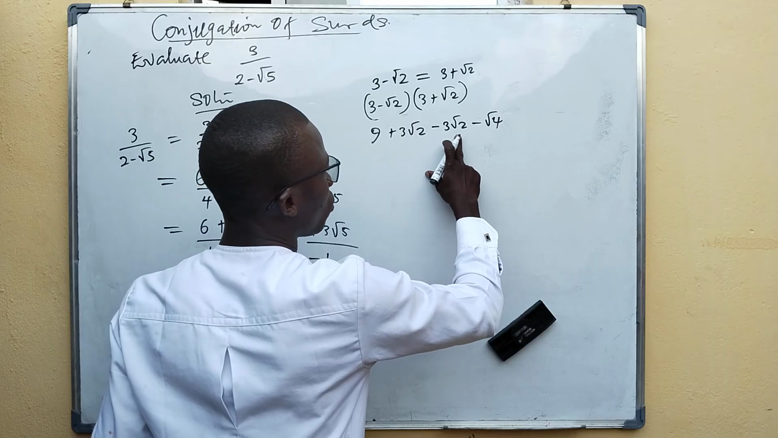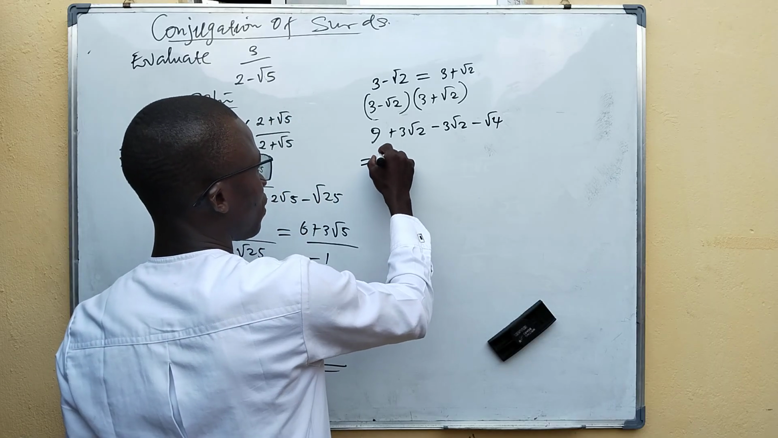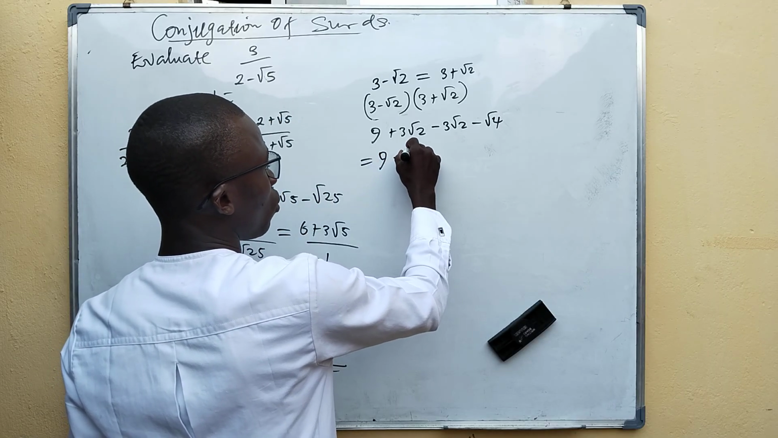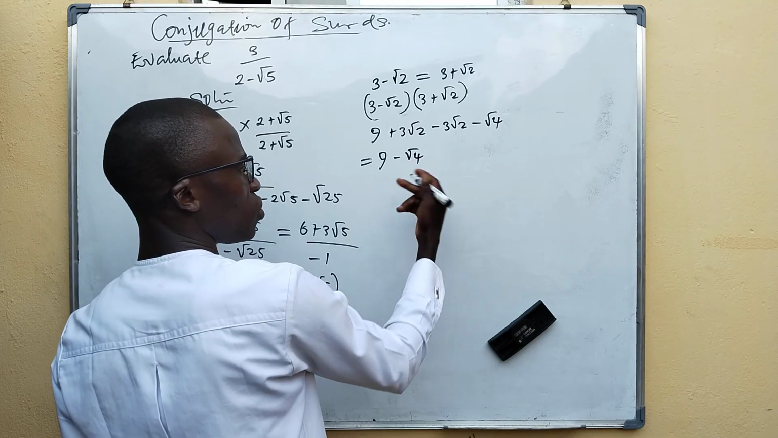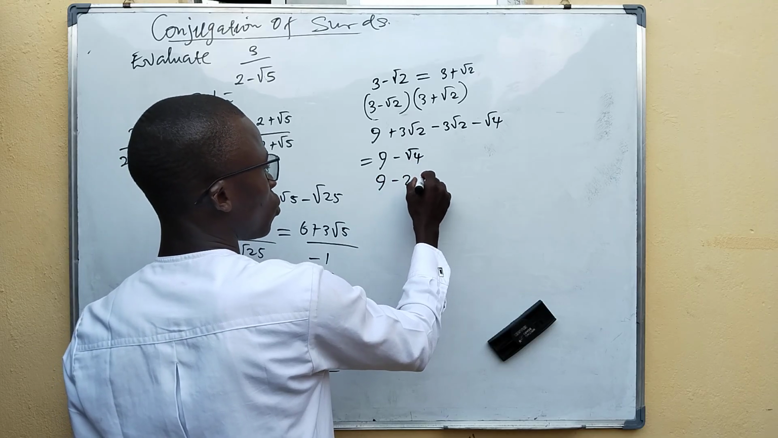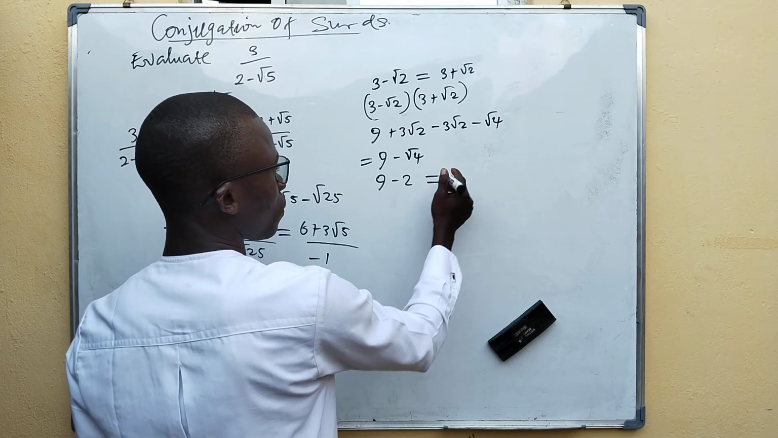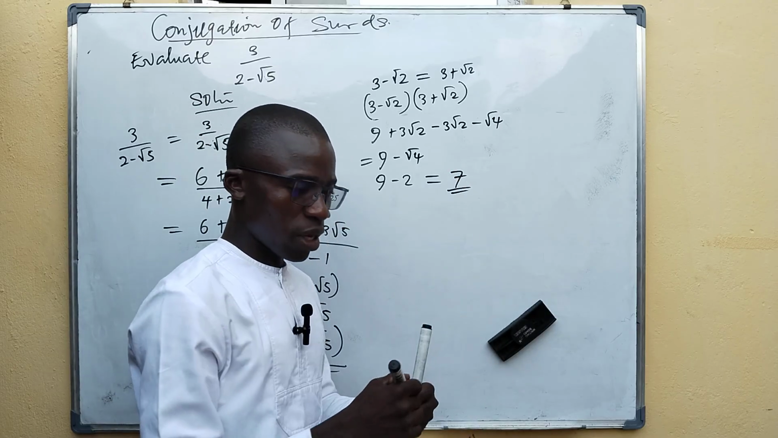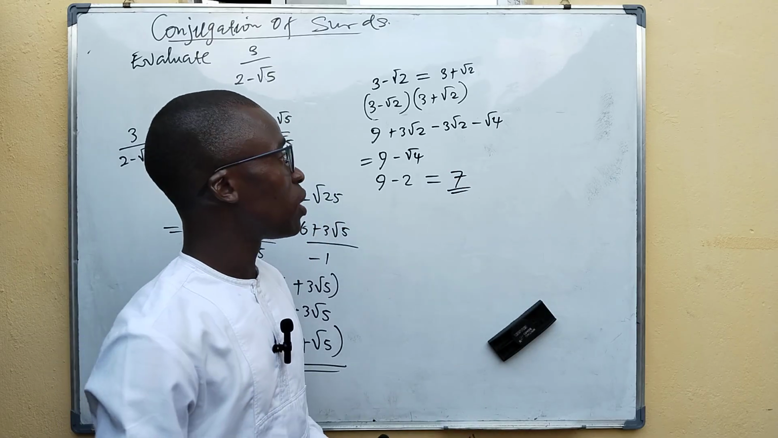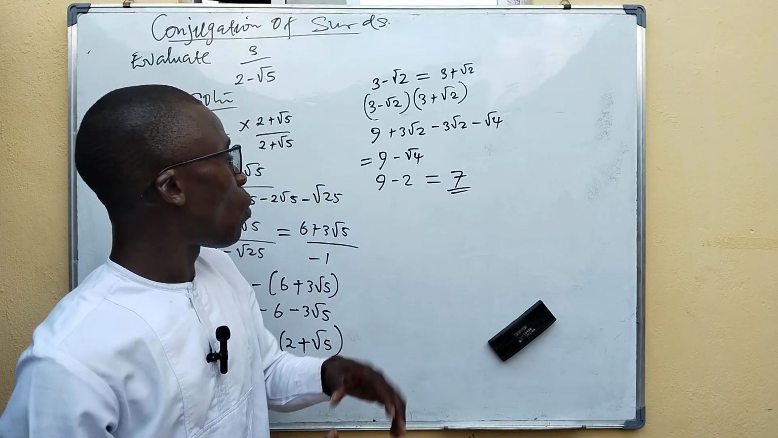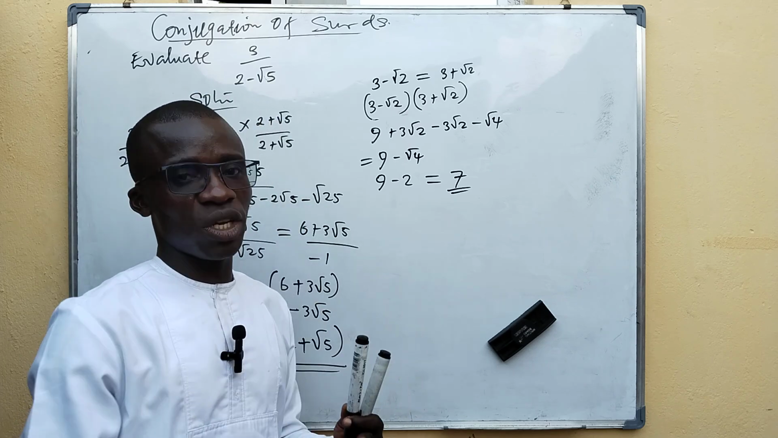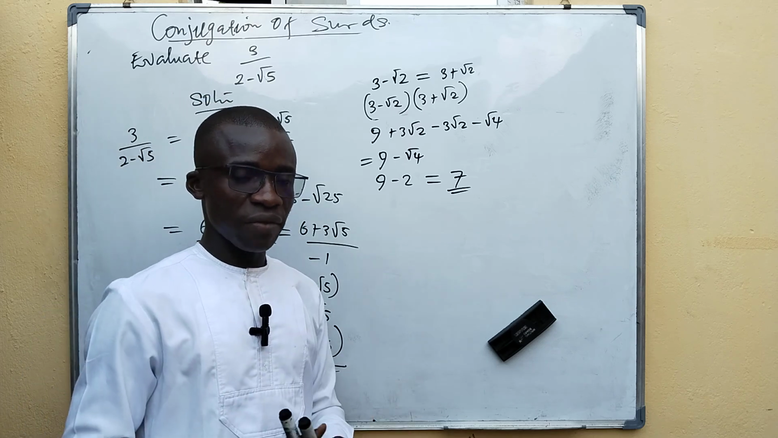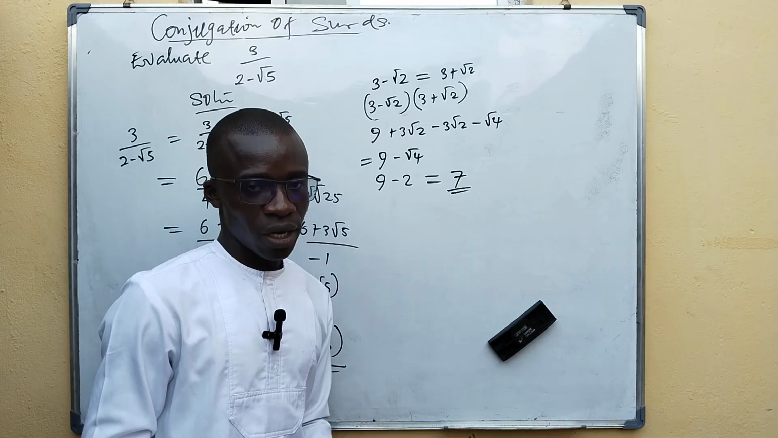3 root 2 minus 3 root 2 is 0. So what we are going to have now is 9 minus root 4. And what is root 4? 2, which means 9 minus 2. And 9 minus 2 will give us 7. So 7 is a real number. So what do we have to say here now? That when you multiply the conjugation of a surd with the surd itself, it is going to give you a real number.